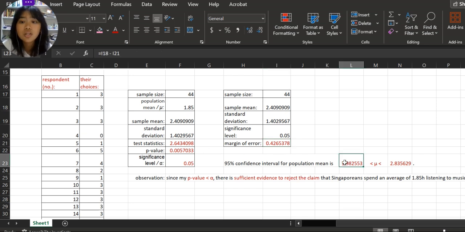For the range, it's basically the sample mean minus margin of error for this, and the sample mean plus margin of error for this. So this range is actually the range of values where we believe the true value of something is likely to be. And the margin of error expresses the amount of random sampling error in my survey.